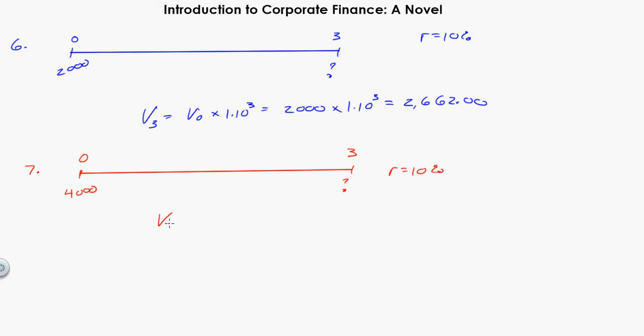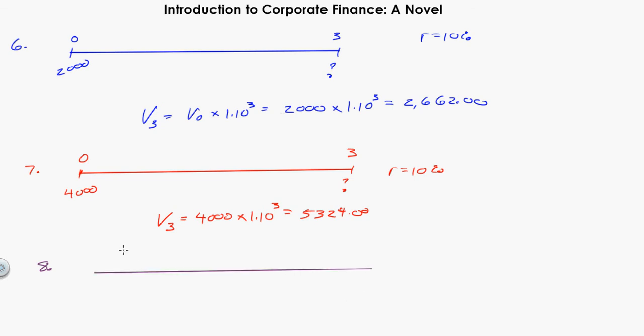I'll do the same setup. V3 is equal to the $4,000 today times 1.10 to the third, which is equal to $5,324 exactly, which is exactly twice that amount. Okay, next one I want to do number 8 right here with it. We'll put them all together, and number 8 is going to be very similar.